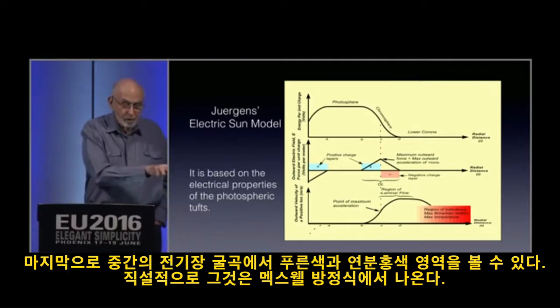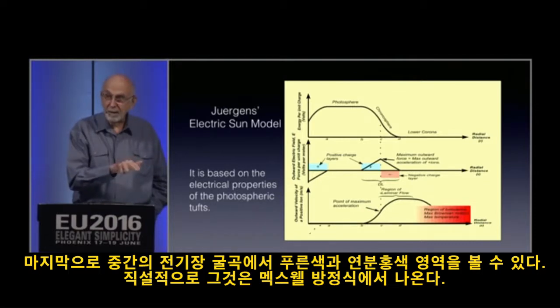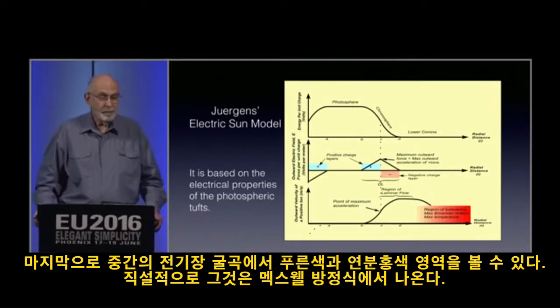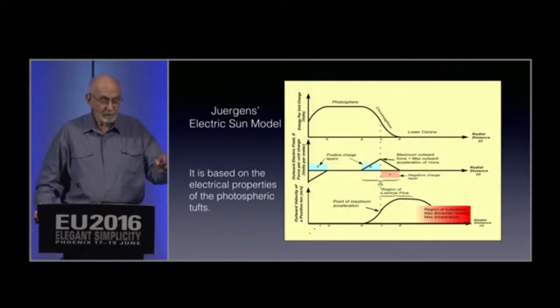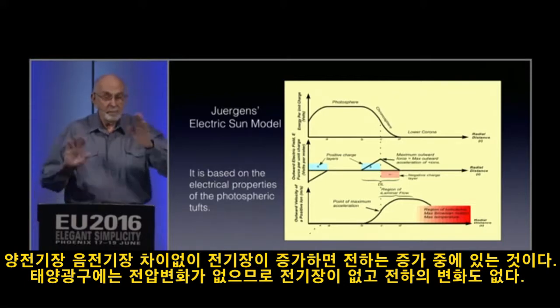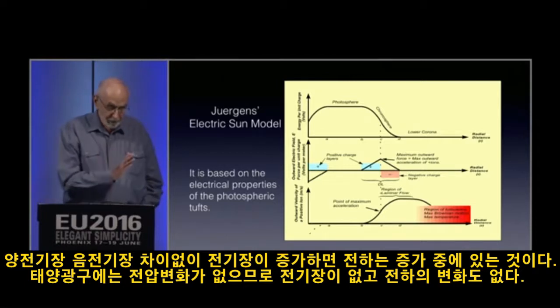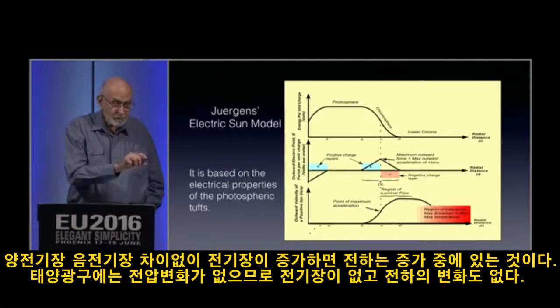Lastly, in the central curve there, the electric field curve, you'll see there's some blue areas and some salmon-colored areas. This is strictly from Maxwell's equations. If you're going to have an increasing electric field, it doesn't make any difference what the sign of the electric field is. If it's negative or positive, it makes no difference. If the electric field is increasing, you're in a region of plus charge. And you can see that's what happens there right next to the vertical axis in the middle plot. So that's the positive charge layer.